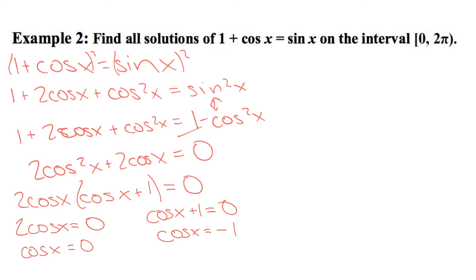Now locating them on the unit circle within 1 rotation, I see that I get pi over 2 and 3 pi over 2 for cosine x equals 0. And then for cosine x equals -1, I have pi. So those are your 3 answers on that 1 rotation. No need to add anything else.